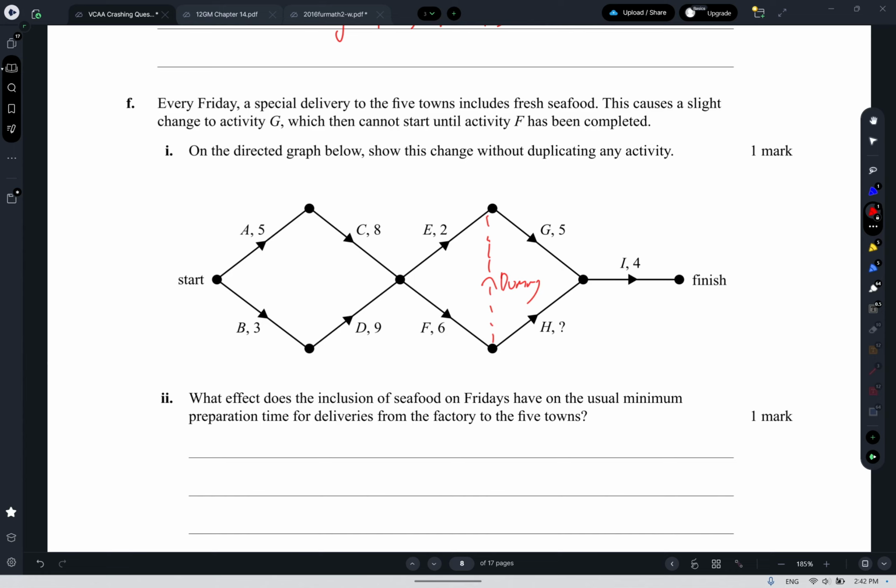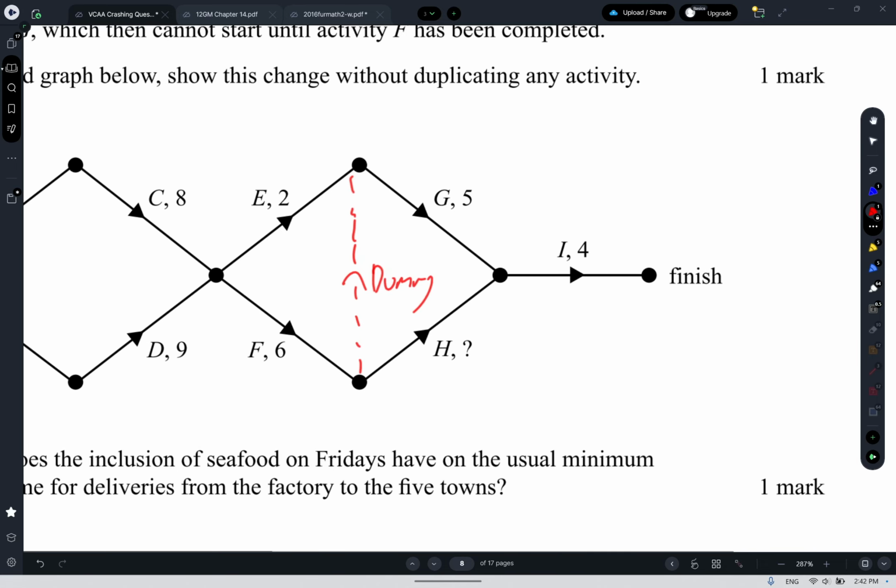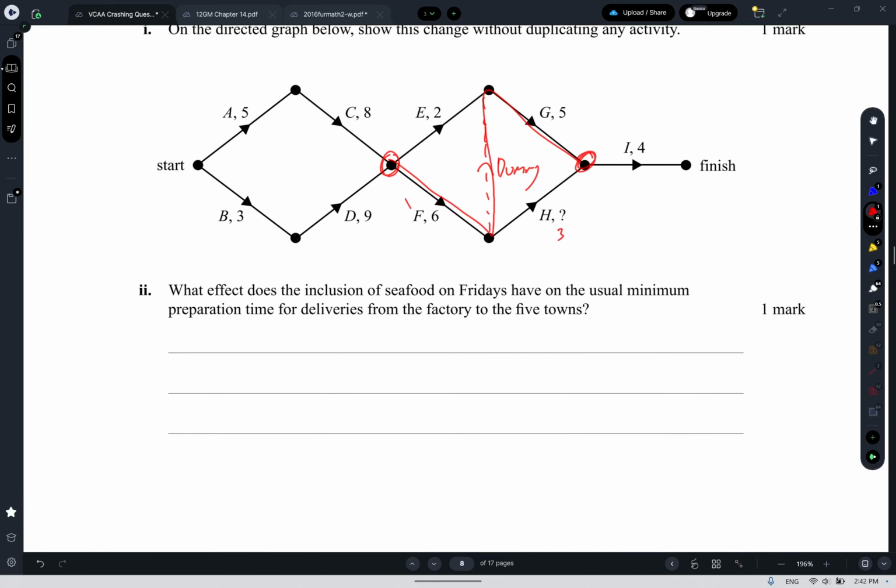And what effect does this have on the usual minimum preparation time? So again, looking from this point to this point, originally it took me 9, so H was 3, so it took me 9. Now it's going to take me 6 plus 5 is 11, so it's going to delay by 2 minutes. And that's it, I think.